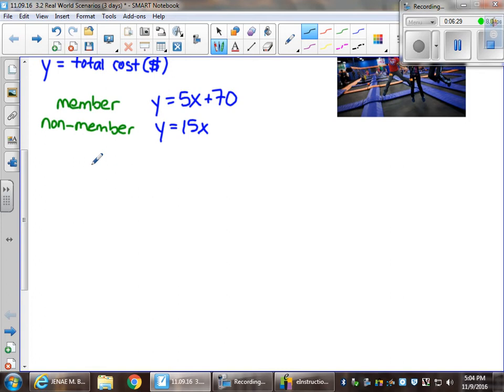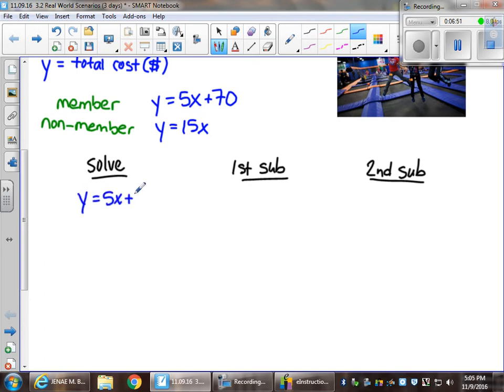So our steps for substitution are solve, first sub, and second sub. Both of these are solved for y, so it really doesn't matter which one we choose. I might think I'd just go with the first one. Maybe you go with the second, that's okay. But I put it here and I put it in a box.